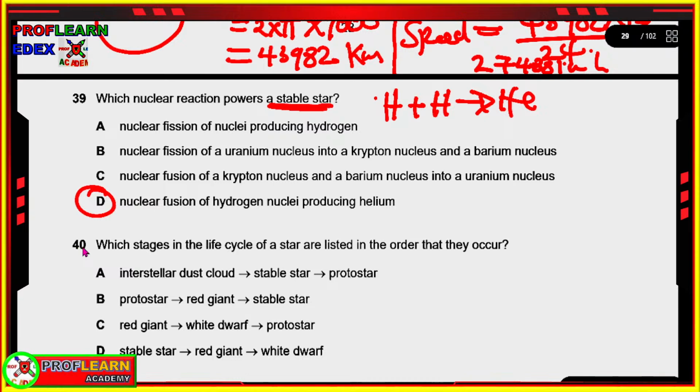And finally, which stages in the life cycle of a star are listed in the order they occur? Interstellar dust, stable, then protostar, not quite. Protostar, red giant, stable star. This has plotted a graph. Stable comes and then that. Red giant, white dwarf, protostar, no. Stable, red giant, white dwarf. D is the correct answer.